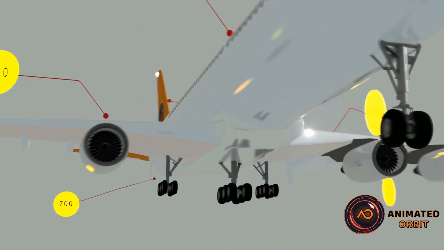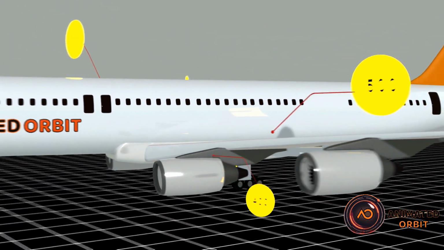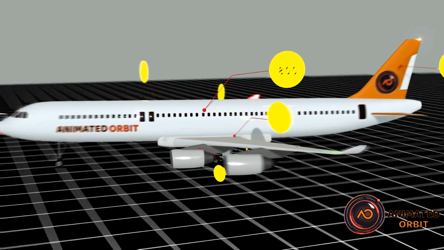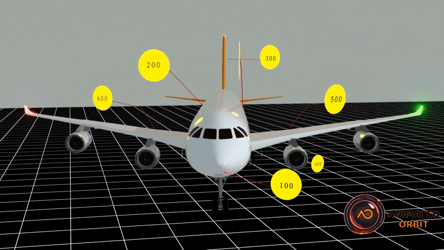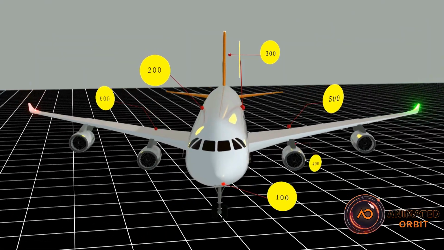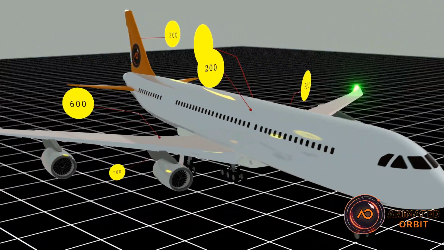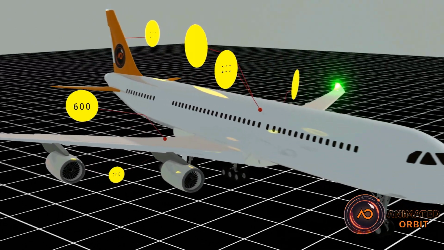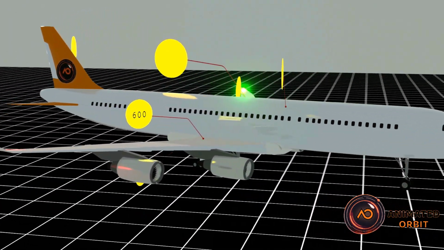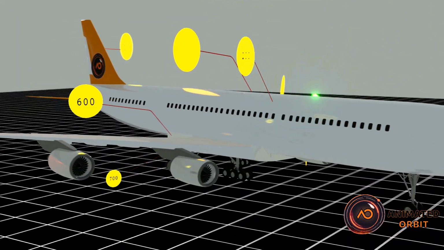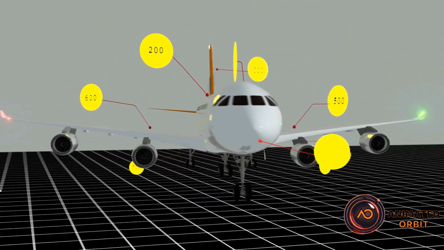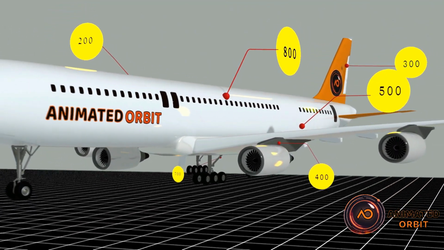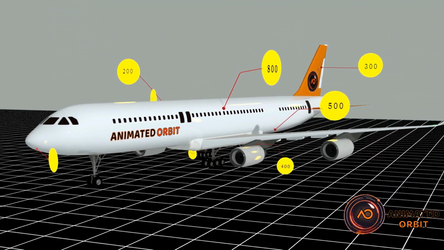Examples of major zones: Zone 100, fuselage nose, including the cockpit. Zone 200, main fuselage section, including passenger and cargo areas. Zone 300, tail section, empennage. Zone 400, left wing. Zone 500, right wing. Zone 600, landing gear and associated structures. Zone 700, engines and nacelles. These zones ensure that maintenance and inspections are thorough, organized, and aligned with safety standards.